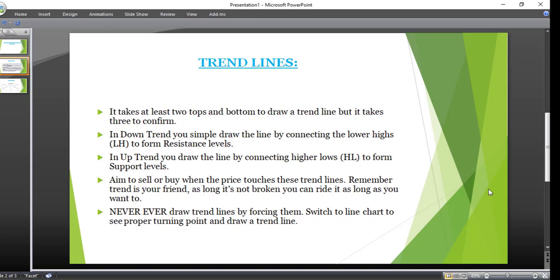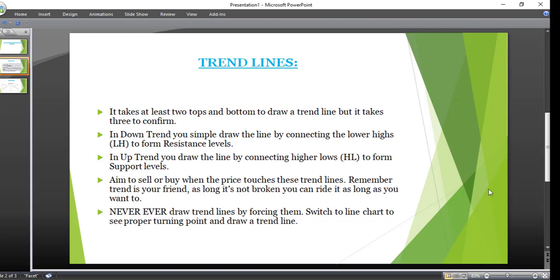Remember, the trend is your friend as long as it's not broken. You can ride it as long as you want. What do I mean here? You can aim to sell if you're in a downtrend. You can aim to buy if you're in an uptrend. But don't sell or buy when you have not got real confirmation of where the market is moving.